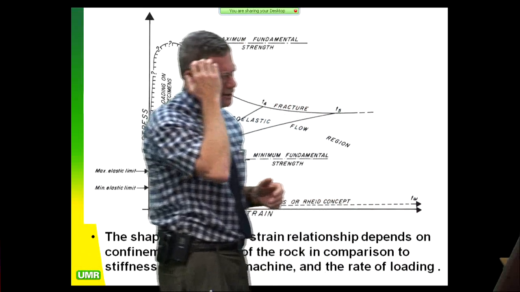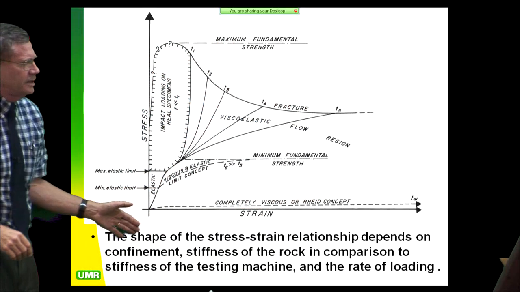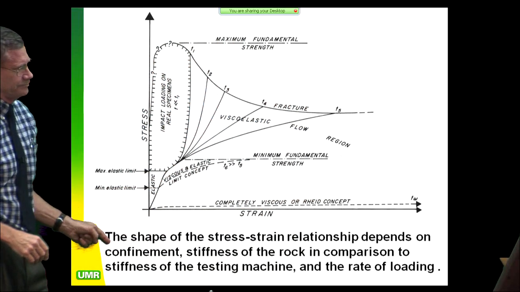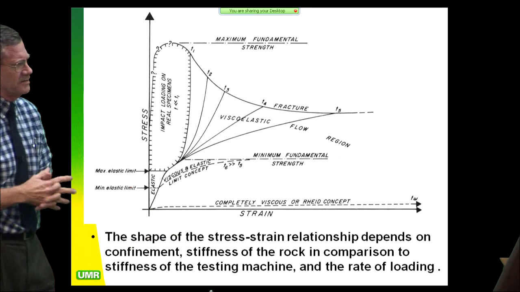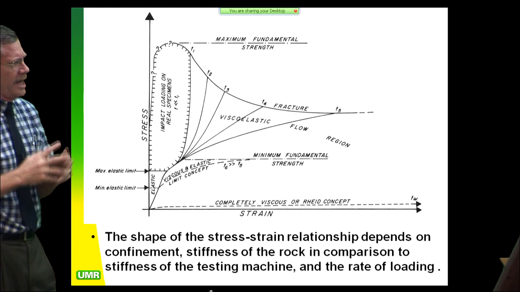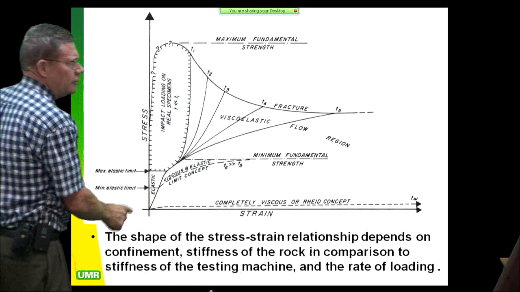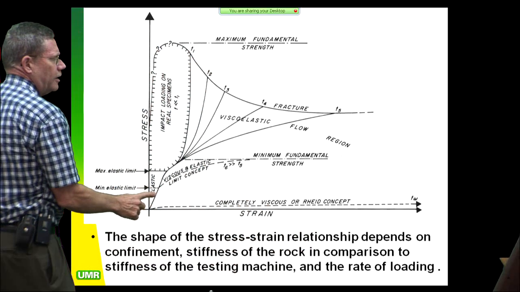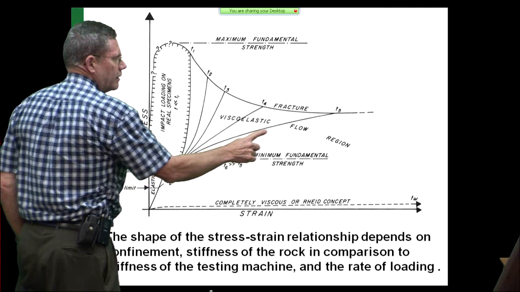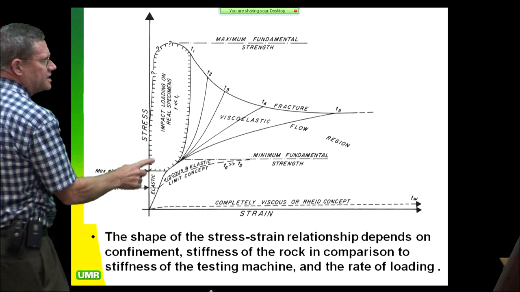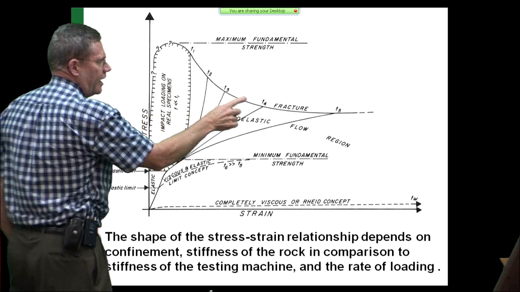So what I want to get through to you is that the shape of the stress-strain relationship depends on confinement and the stiffness of the rock in comparison to the stiffness of the testing machine, and it also depends upon the rate of loading. If I load the sample very, very slow over years, here's the path it's going to take. If I load it really, really fast, I'm going to get lots and lots of mobilized strength, and then this is going to come down.